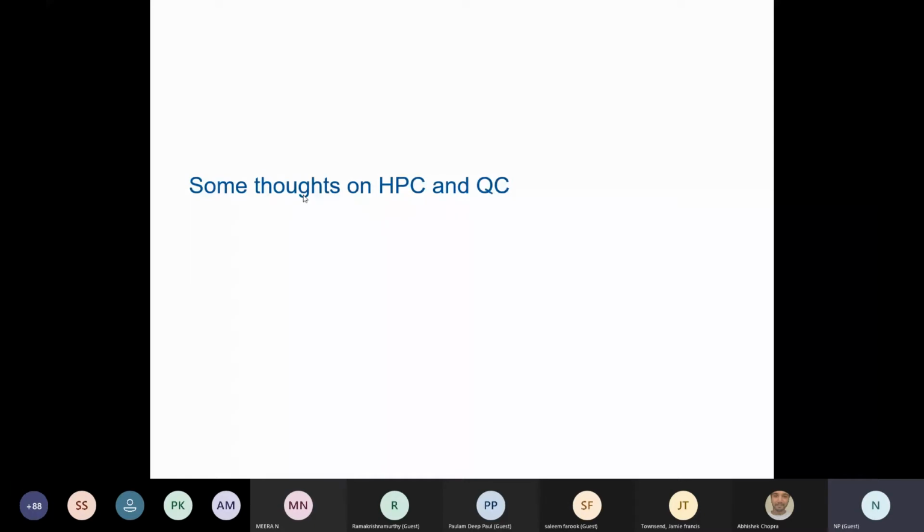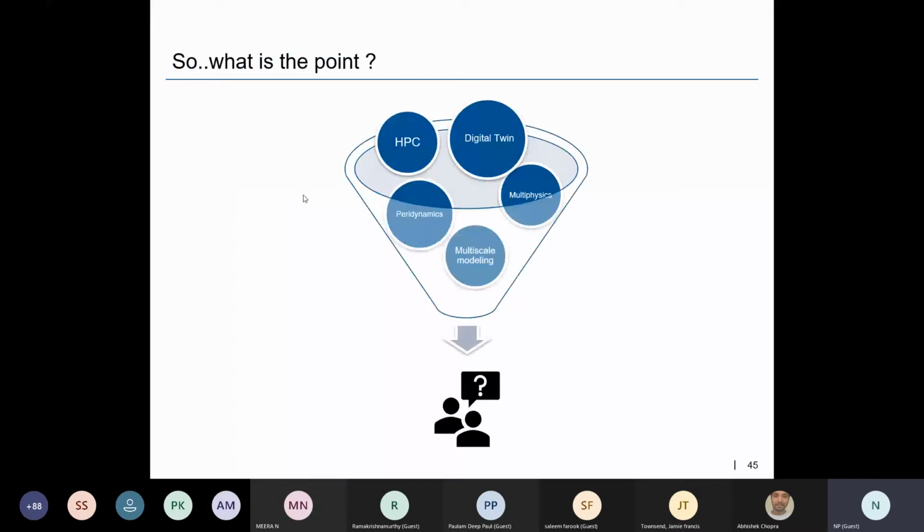high performance computing. So I've thrown a lot of words around in the last 30, 40 minutes: HPC, digital twin, Peridynamics, a lot of stuff. And some of you might be asking, including me, what is the point of all of this stuff that I've talked about? There's a lot of ways to approach this, but I'll talk about a specific application or a specific topic, which is the digital twin.